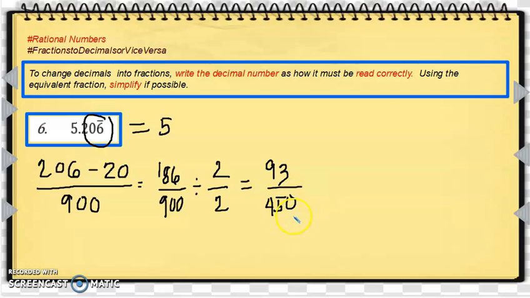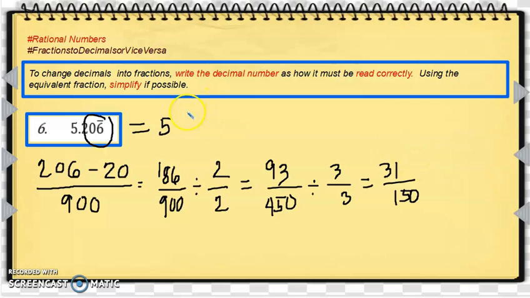We all know 450 is divisible by 5 and by 10. But 93 is just divisible by 3, right? 450 can still be divided by 3. So that means we haven't obtained the GCF. Divide again by 3. So you have 31 over 150. And I think this time around, you can no longer divide 31 and 150 by any other number aside from 1.